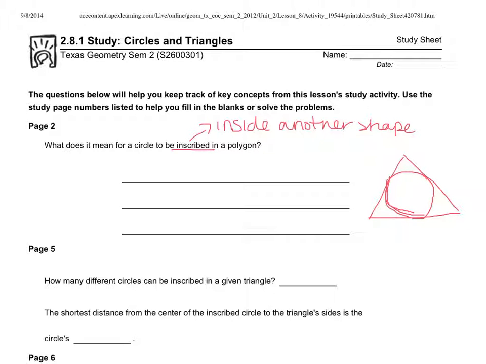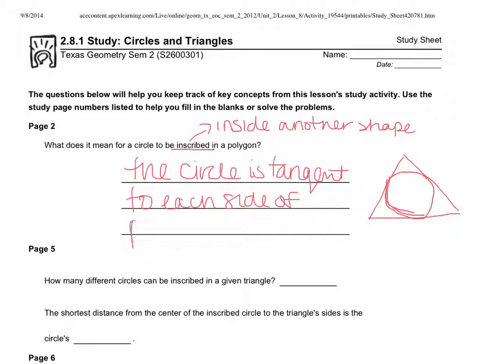And so the technical definition is that the circle is tangent to each side of the polygon. And what the word tangent means is that it just touches it. So this would be the point of tangency, and this would be, and this would be. So when a circle is inscribed, that means it's drawn inside.